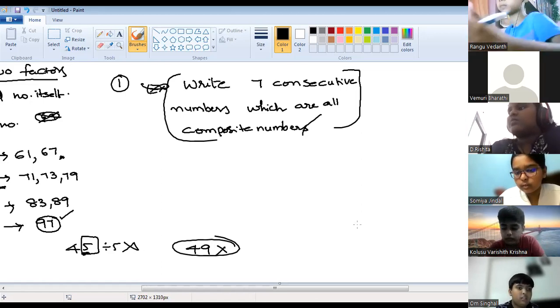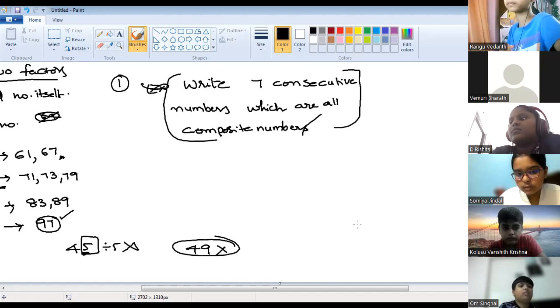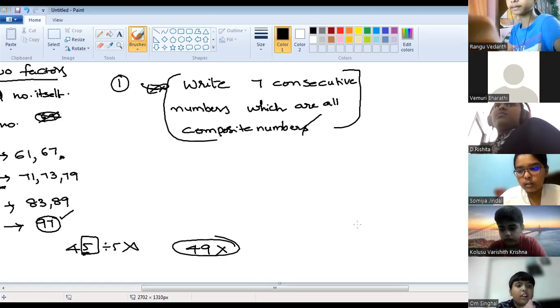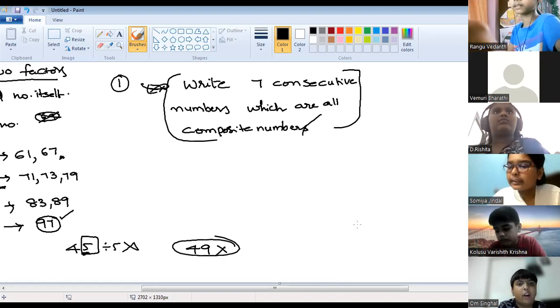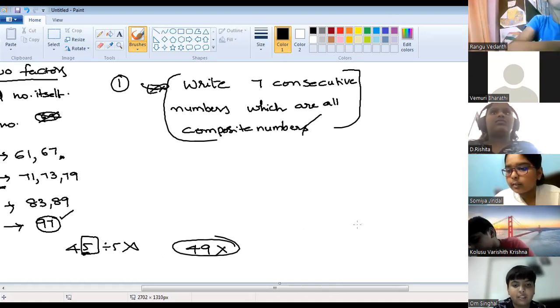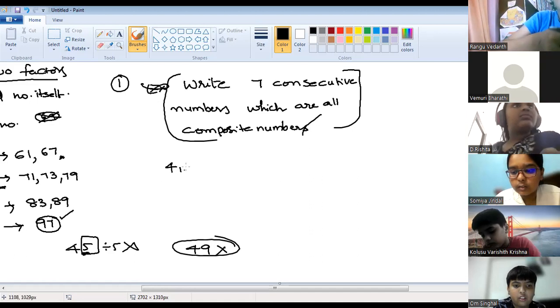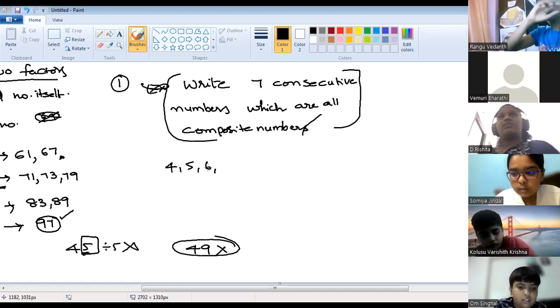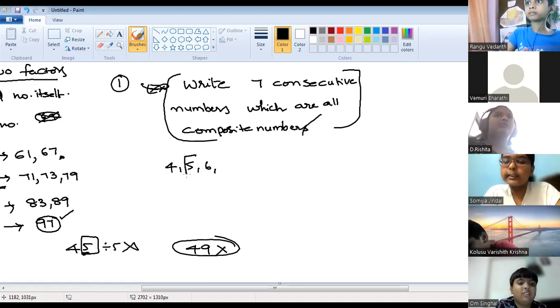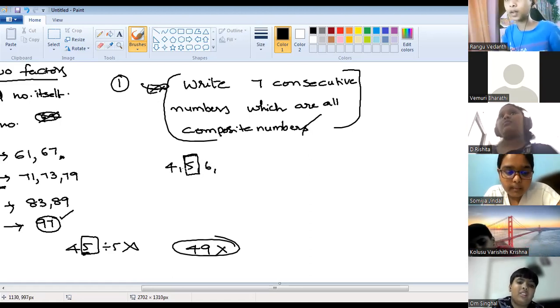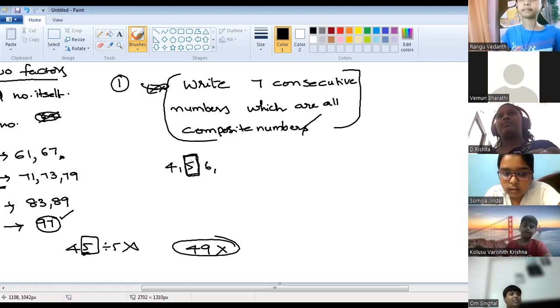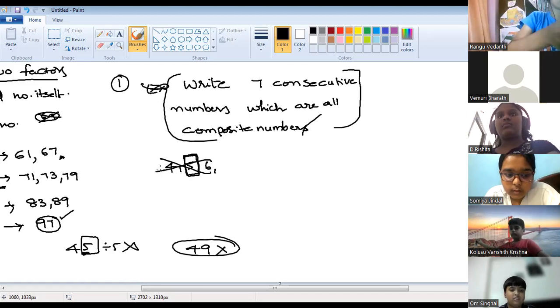Suppose I'm taking a number 90, 91, 92, 93, 94, 95, 96, 97, 98. Ma'am, 4, 5, 6. Is this 5 a composite number, my dear? Ma'am, it's a prime number. So this sequence is not true.